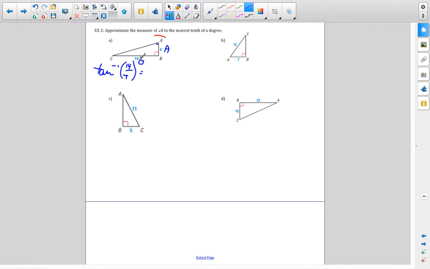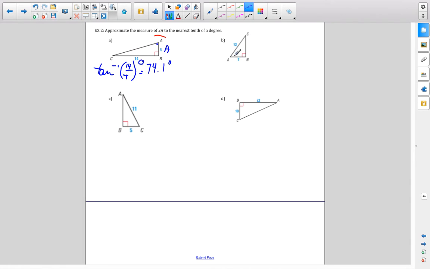Second tan, 14 divided by 4. And let's see, rounding to the nearest tenth, 74.05. So we'll round that to 74.1 degrees.